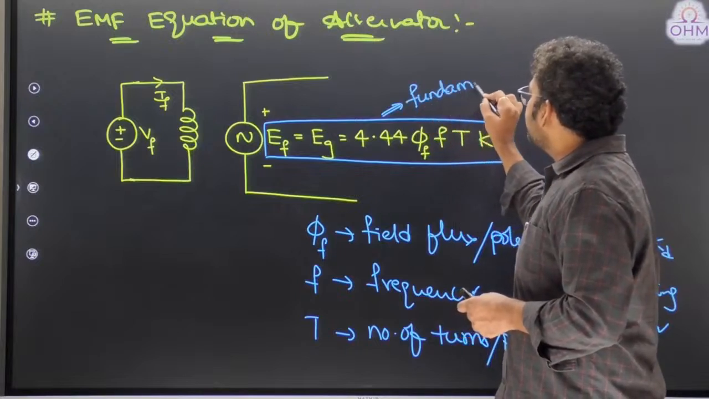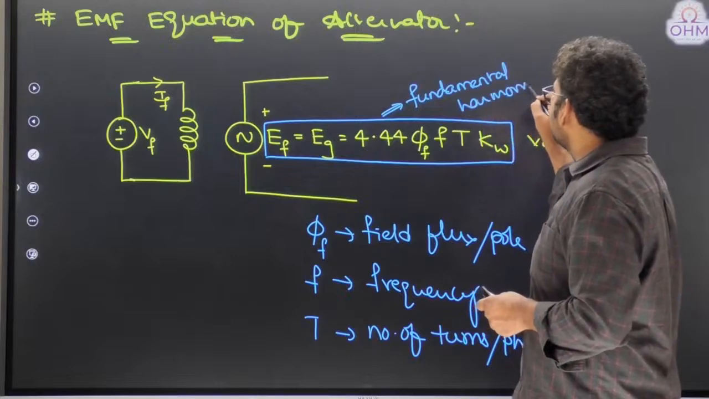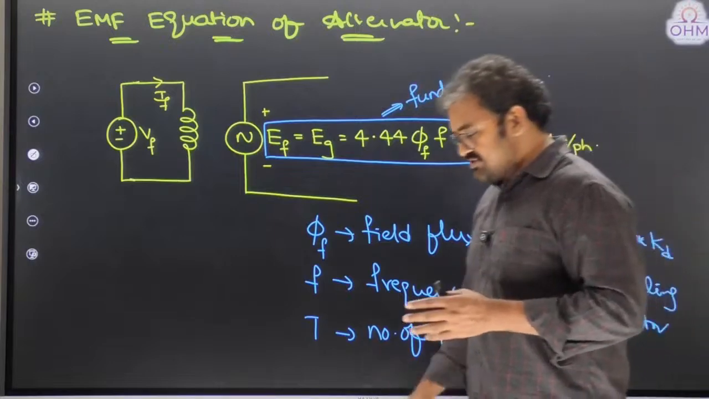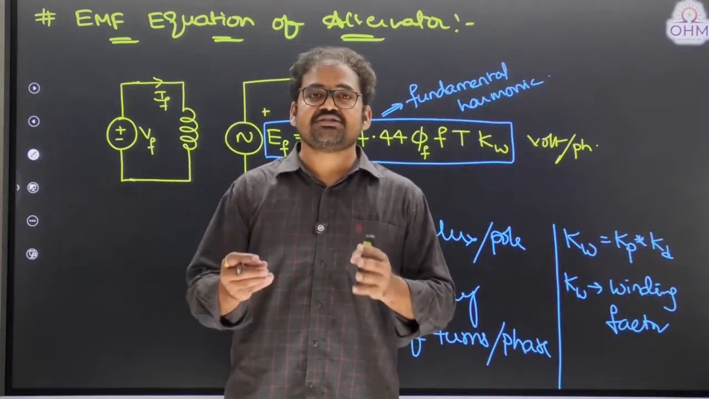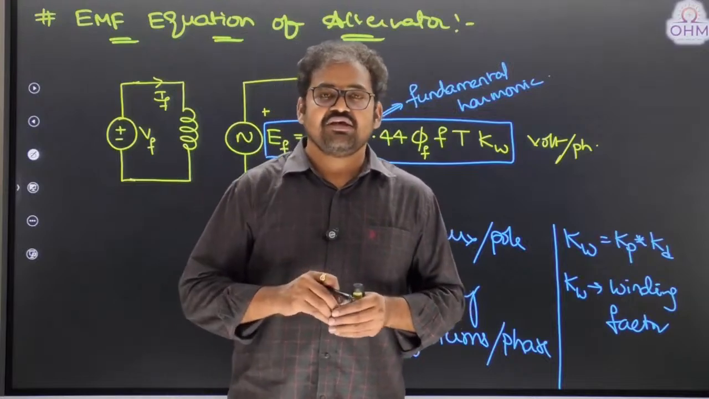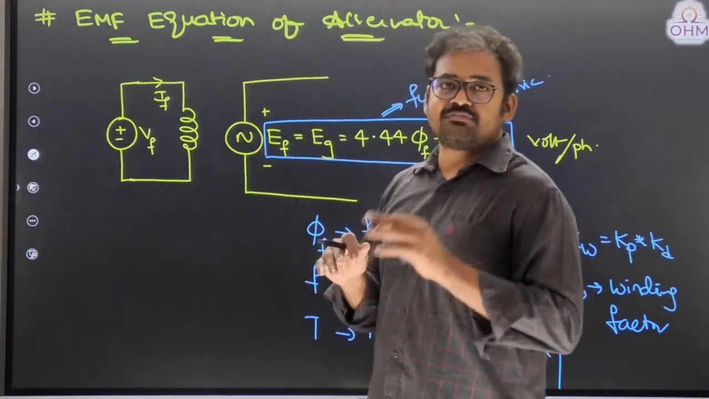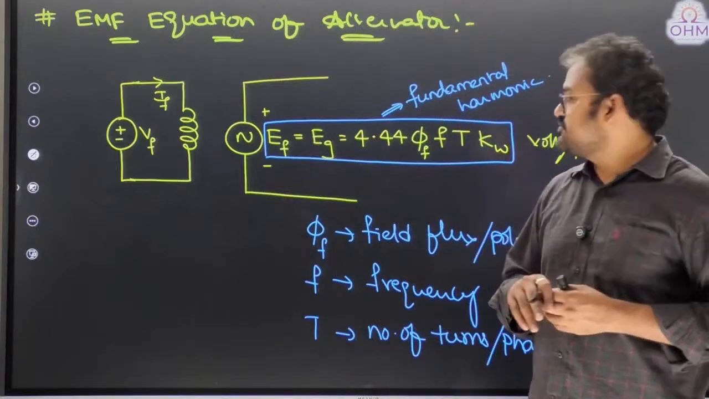This is, by default, the fundamental harmonic EMF. Sometimes in the numerical questions, the examiner may also ask you to determine the third harmonic induced EMF or the fifth harmonic induced EMF. Which values will change from fundamental harmonic to third harmonic to fifth harmonic?